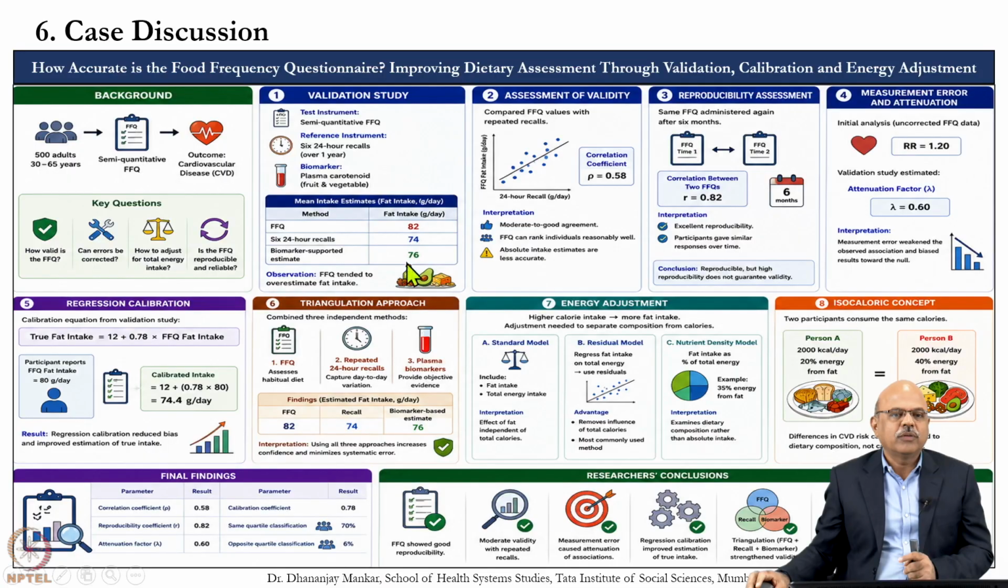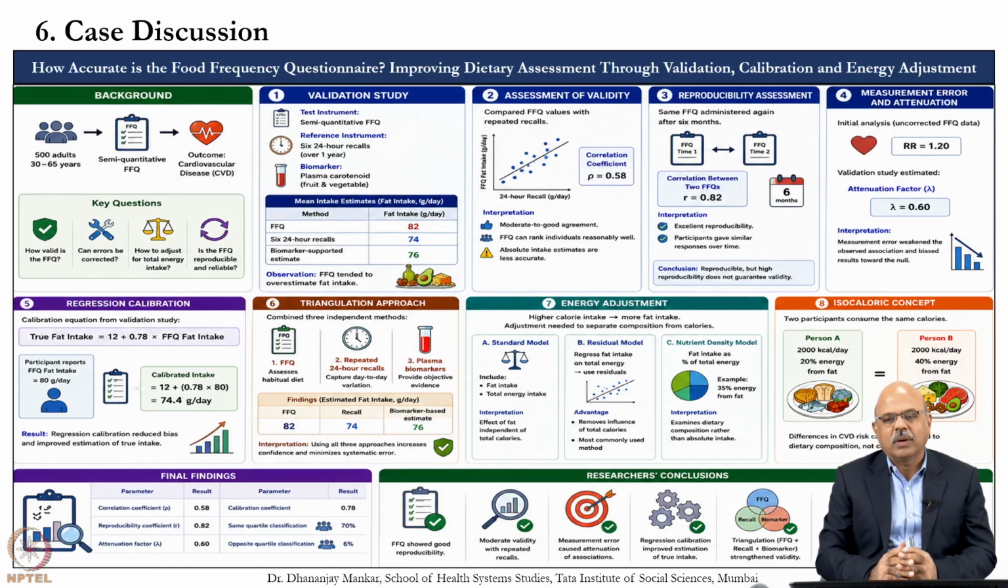Now, we will have a case discussion. The case title is: how accurate is the food frequency questionnaire, improving dietary assessment through validation, calibration and energy adjustment. This case study is taken on 500 adults. The age group is 30 to 65 and they were provided with semi-quantitative FFQs. The outcome was cardiovascular disease.